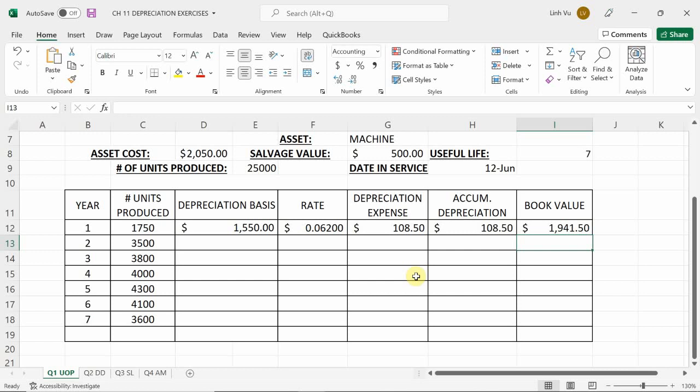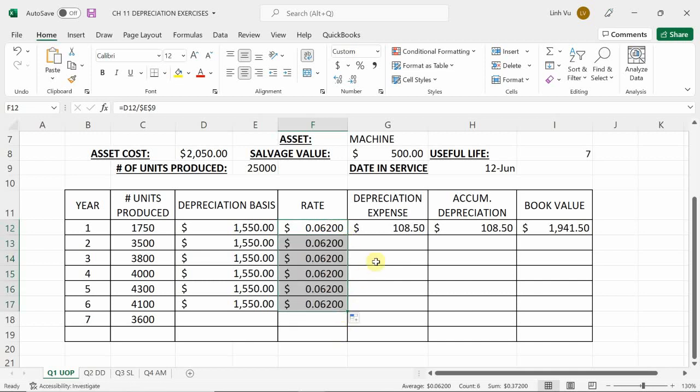Not all of them are the same. Oh, I thought all of them were going to be the same. The depreciation basis is the same, and the rate is the same, and the depreciation expense is the same. No, it's not, because you have a different amount of units that you produce every year. You will not ever get the same depreciation expense. So now we need to do the second year.